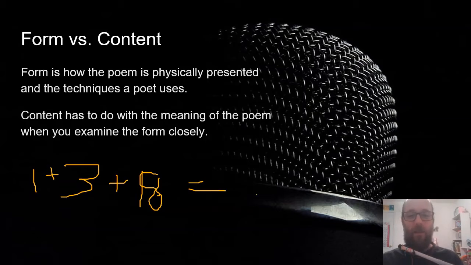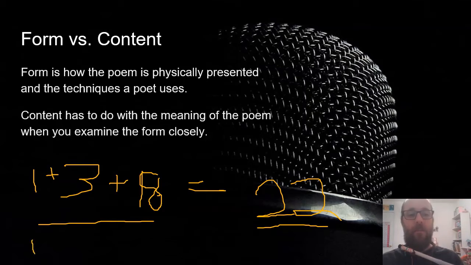That's 22. So look, here's the deal. Form versus content. For all you math people, you can think of form as this side of the equation and content as this side. Form is like all the little pieces of the poem. This piece and this piece and this piece of the poem.